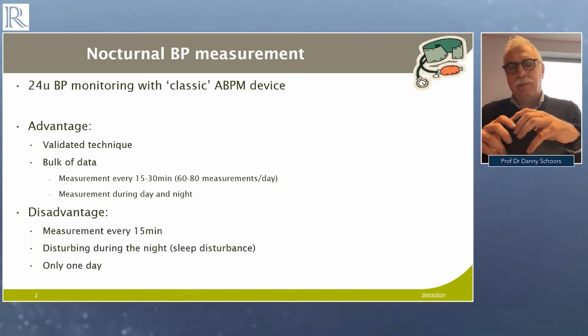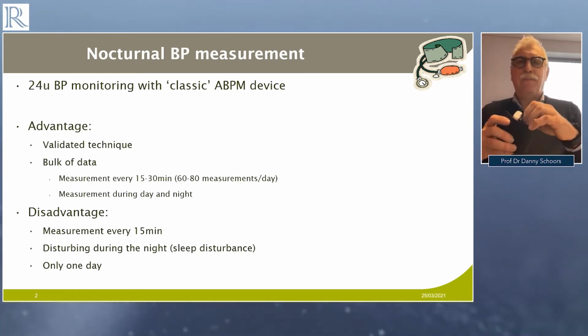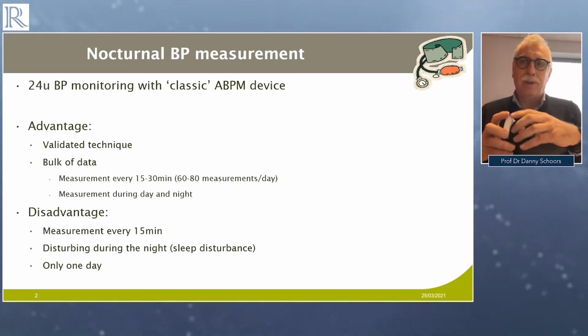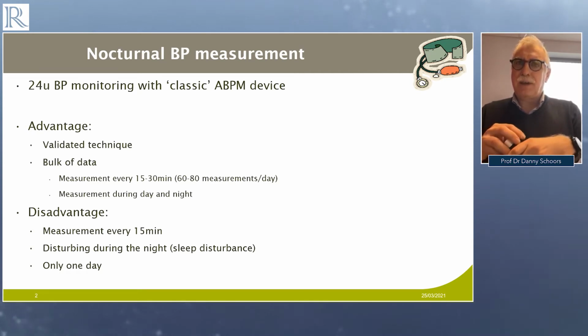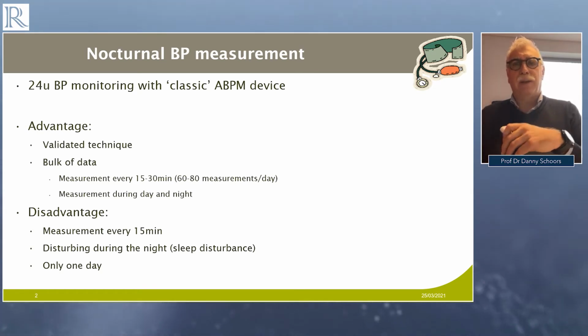We all know this machine. It measures blood pressure during the day every 15 minutes and measures it during the night every 20 or every 30 minutes. The advantage of this classic ambulatory blood pressure device is that it's a validated technique. And it gives you a bulk of data.